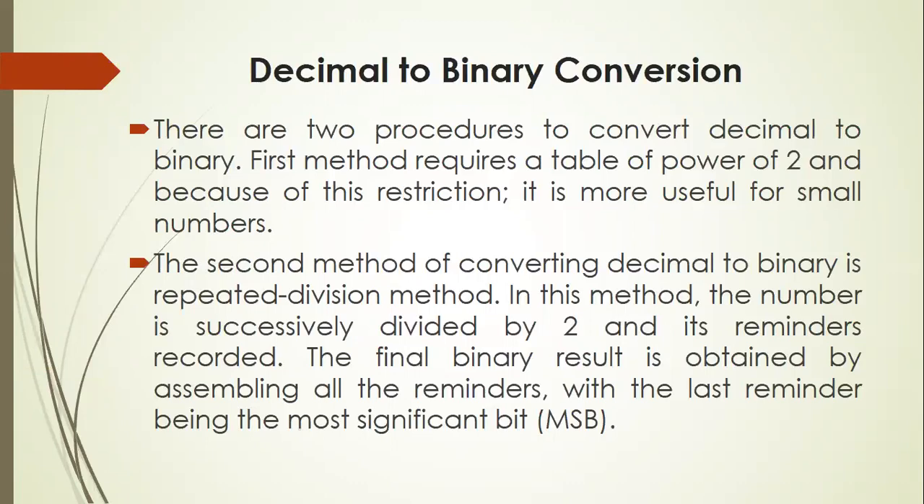The first method requires a table of powers of 2, and because of this restriction, it is more useful for small numbers. Hence, we'll follow the second procedure. The second method of converting decimal to binary is the repeated division method. In this method, the number is successively divided by 2 and its remainders are recorded. The final binary result is obtained by assembling all the remainders, with the last remainder being the most significant bit.